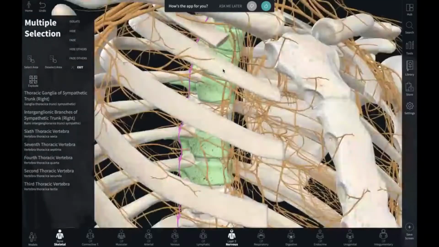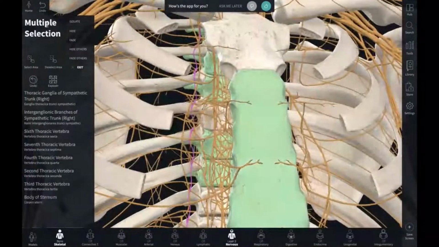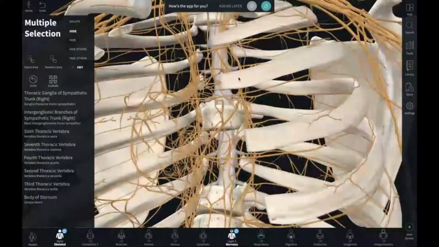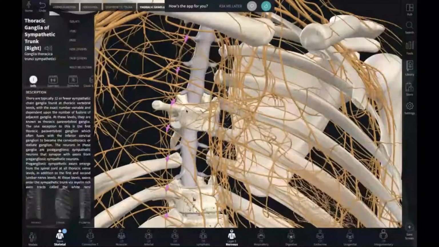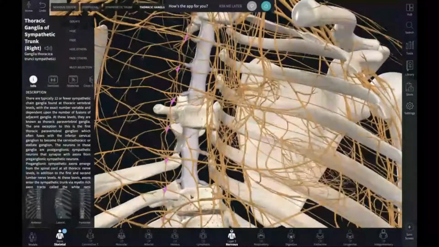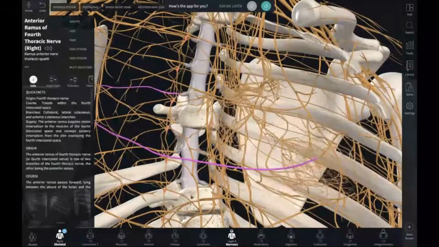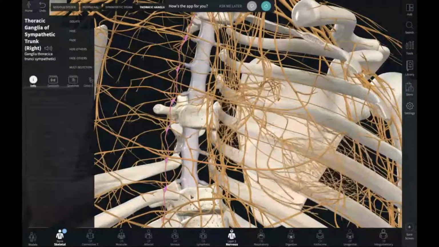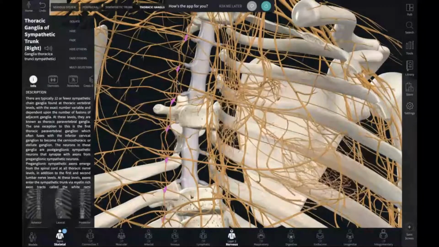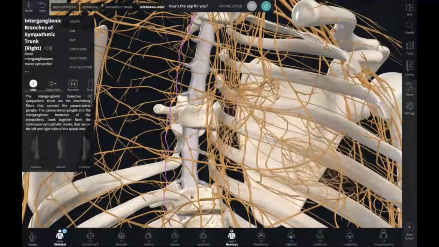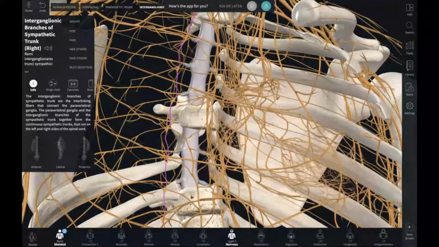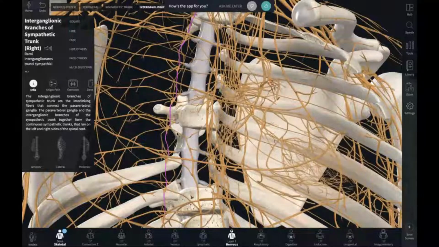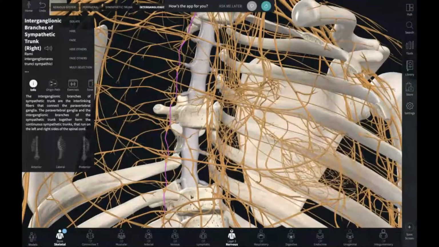Okay, so for example, I will remove this sternum. Now if you see here, this is a sympathetic ganglion, this is a sympathetic ganglion, and this is the intersympathetic ganglion. So this ganglion is connected by these intersympathetic ganglionic fibers. Okay, so through these fibers only the pain impulse is taken to the brain.